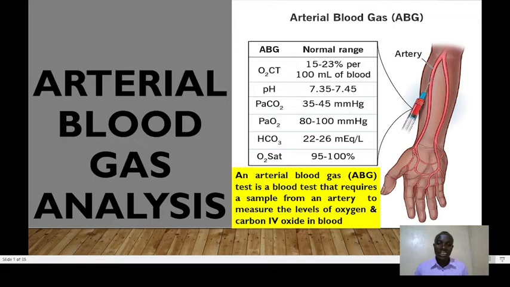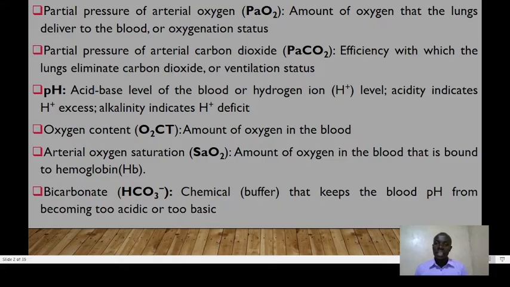Arterial blood gases are simply a test that requires you to take a blood sample from an artery and measure the levels of the two major gases, oxygen and carbon dioxide, in blood. So these ABGs measure a number of components in blood, starting with partial pressure of oxygen, which is simply the amount of oxygen that lungs have to deliver to the blood, simply put as the oxygenation status of the body. On the other hand, partial pressure of carbon dioxide refers to the efficiency at which the lungs can eliminate carbon dioxide from the body, simply put as the ventilation status.